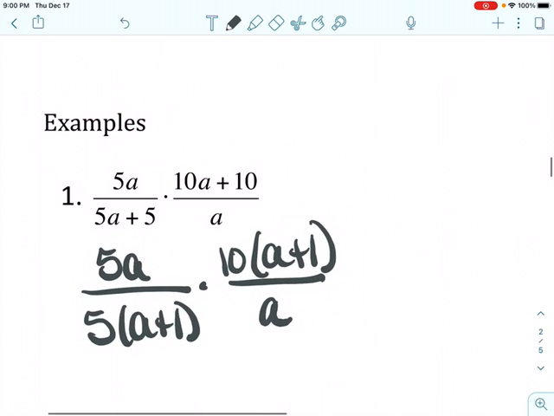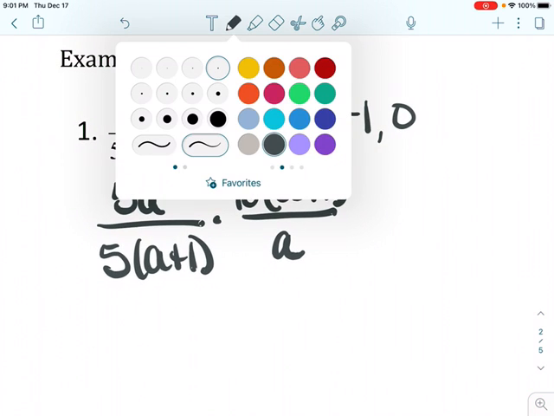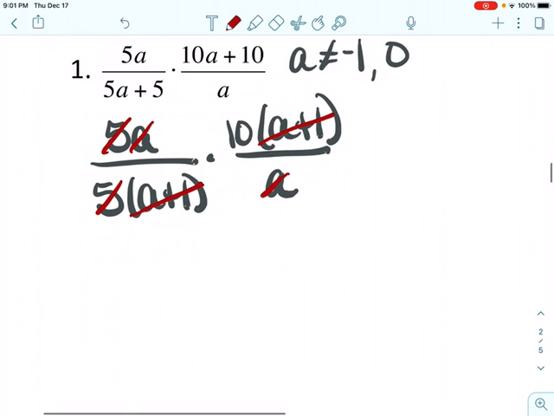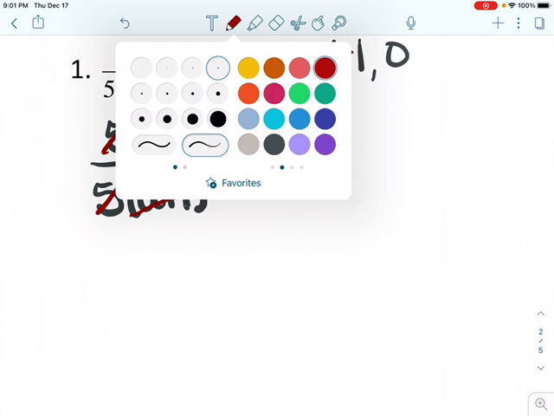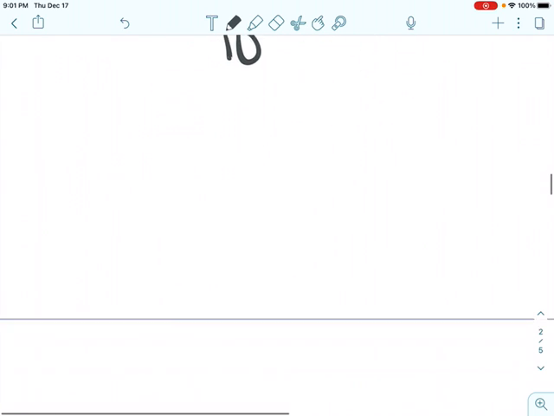Okay, now I'm going to look at my restricted values, and I look in the denominator of both fractions, and I see that a cannot equal -1 in the first fraction, nor can it equal 0 in the second fraction. Okay, so now I'm going to look for common factors that I can divide out. Well, the first one screams at me. I got a plus 1s. They can go. I can get rid of the 5s. And I can get rid of the a's. Notice I went diagonal and up and down, never across. So my final answer is 10.